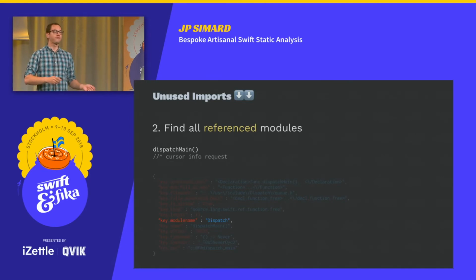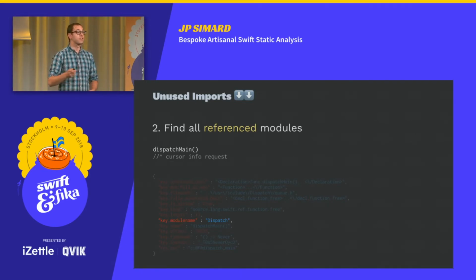Next, you find all the referenced modules. Earlier with the cursor info, I mentioned that you can tell if it's a reference or a declaration. So in this case, you can tell all the modules where all of your referenced declarations are coming from. Right? So if you were to make a cursor info request on the dispatch main from the dispatch framework, you can tell that it comes from that. But in our case, we're calling the one that we declared in our own source. So we could tell, once again, by listing through all the imported modules and then subtracting all of the used ones, we know what unused modules we have. So there's a few challenges here too.